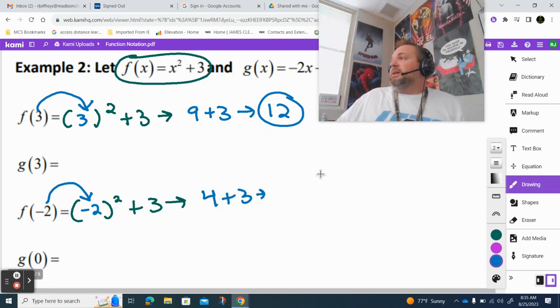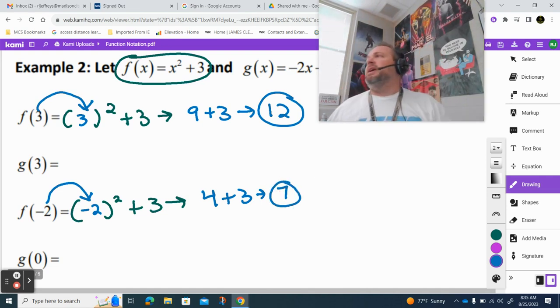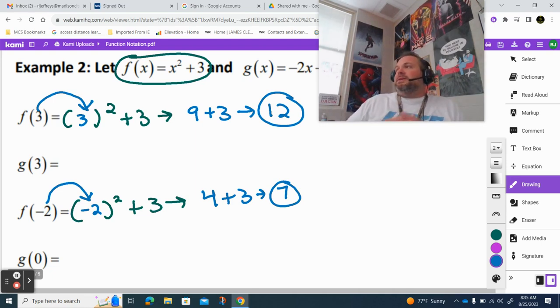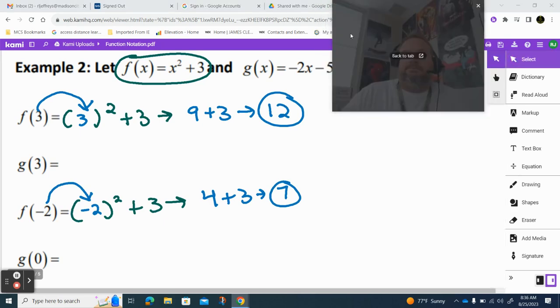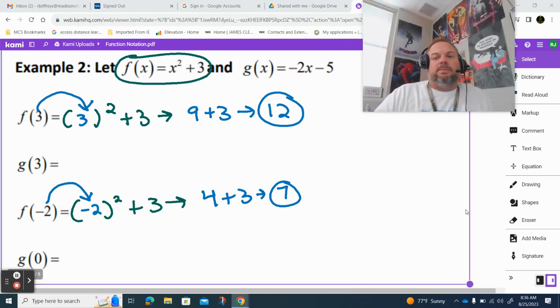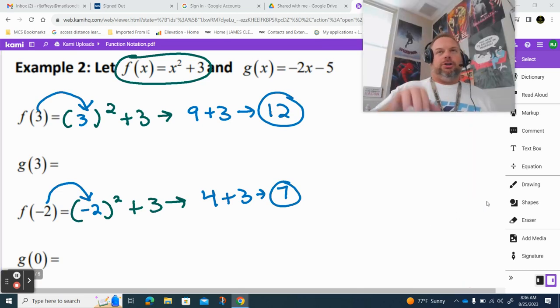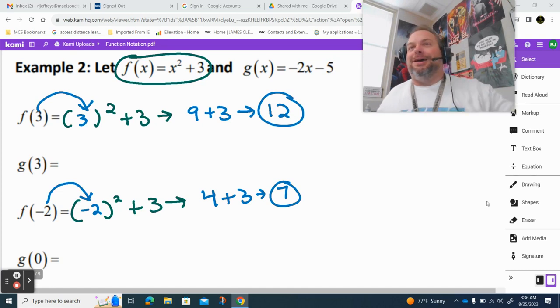What is 4 plus 3? 7. Yes. Yeah, you can just write 7. The only reason I'm doing this is the rules and people needing them and stuff.